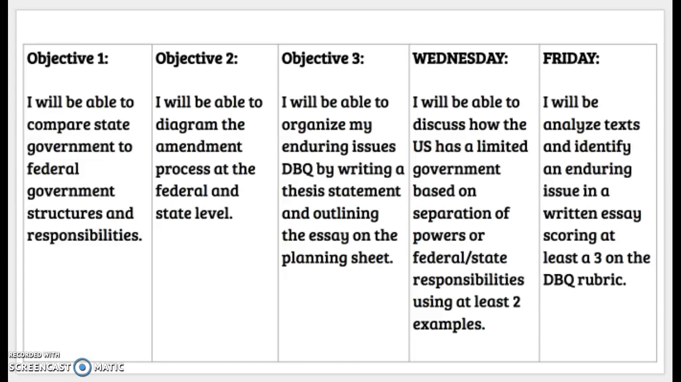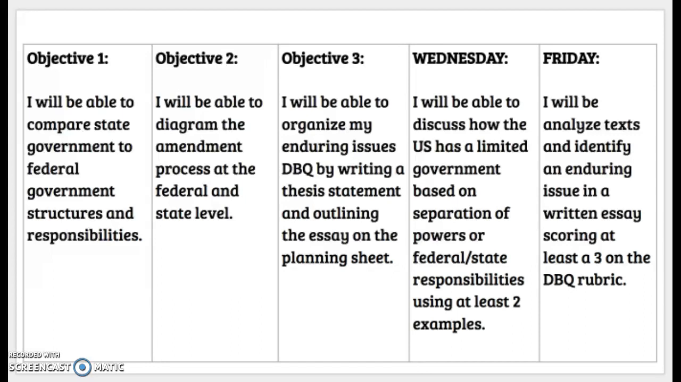Most likely you're going to be moving into Objective 3 on Thursday, but if you get to it early, that's perfectly fine. You'll be organizing your Enduring Issues DBQ by writing a thesis statement and outlining the essay on a planning sheet. That will help you move forward to Friday's objective, where you will be doing your summative assessment in class, using the texts that I've already given you and that we did the Socratic seminar on Friday.